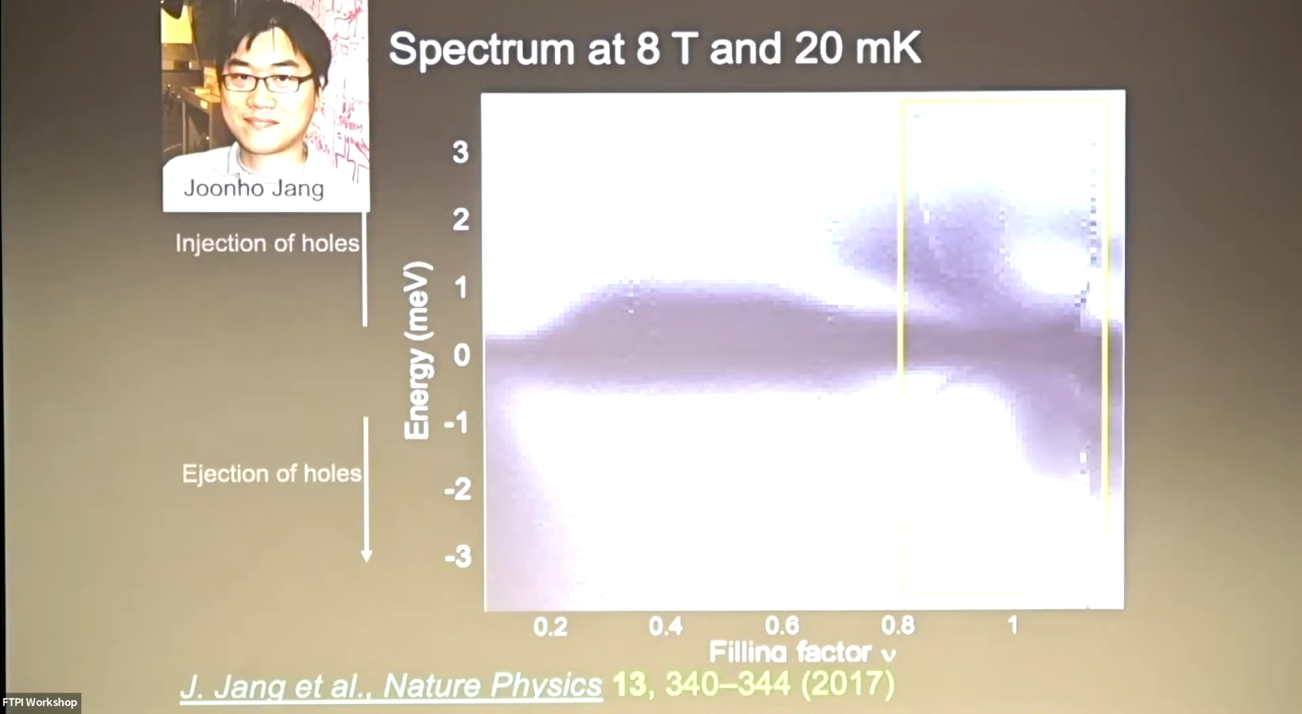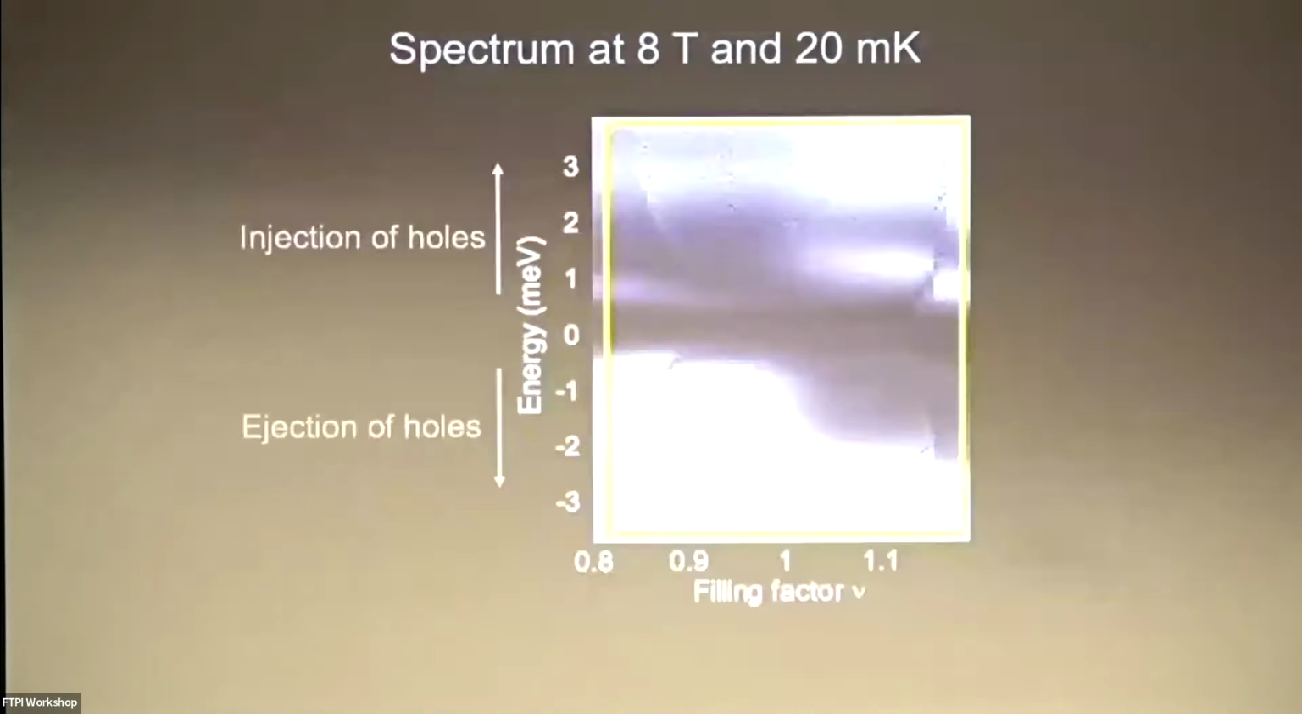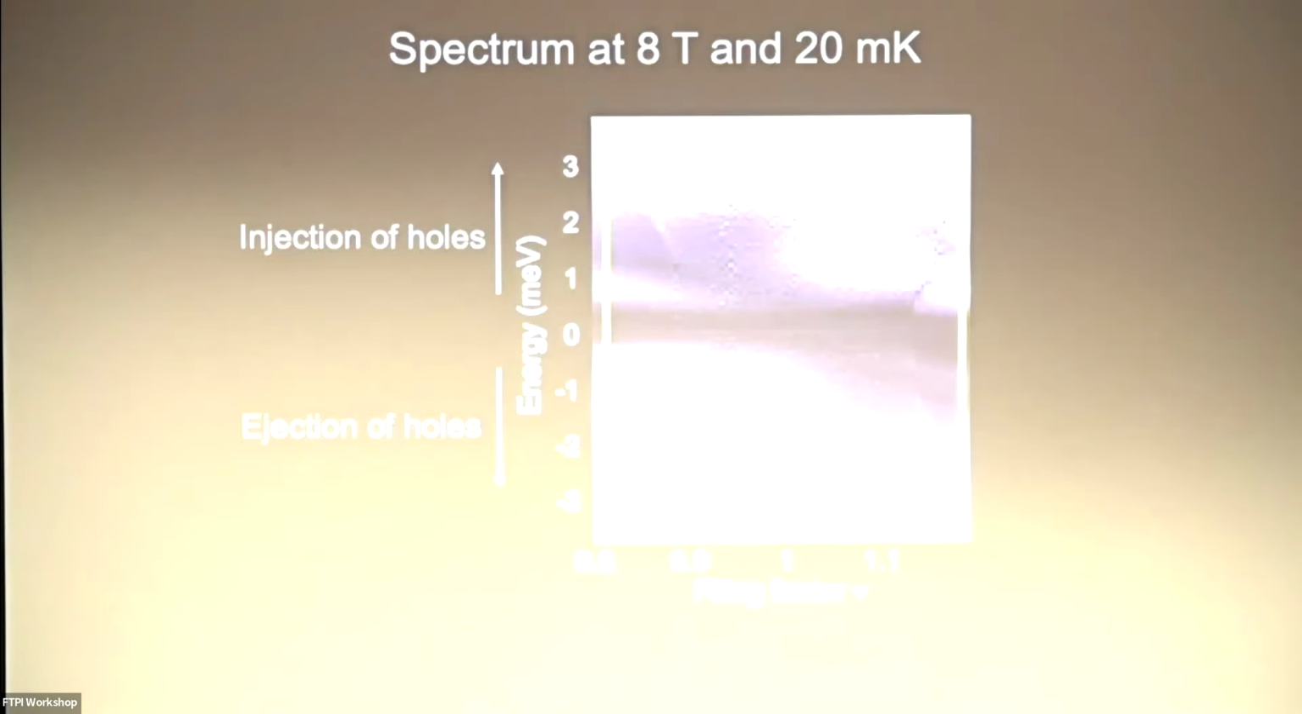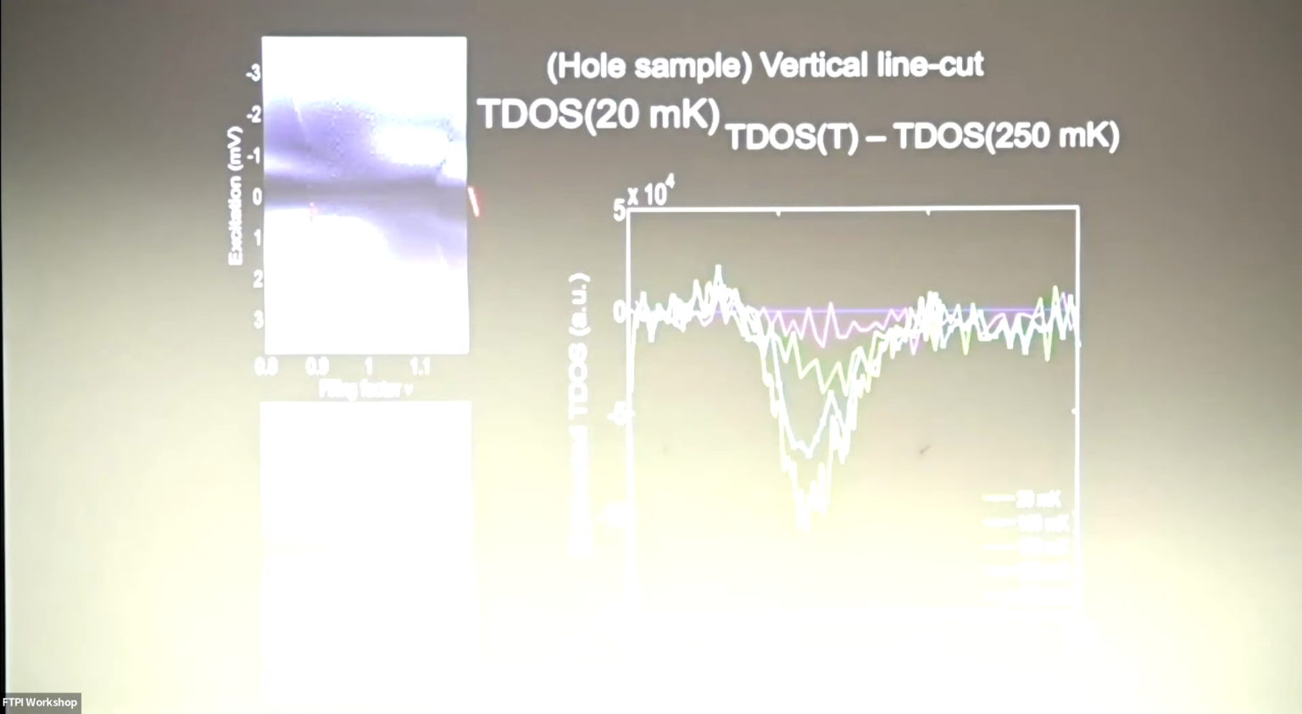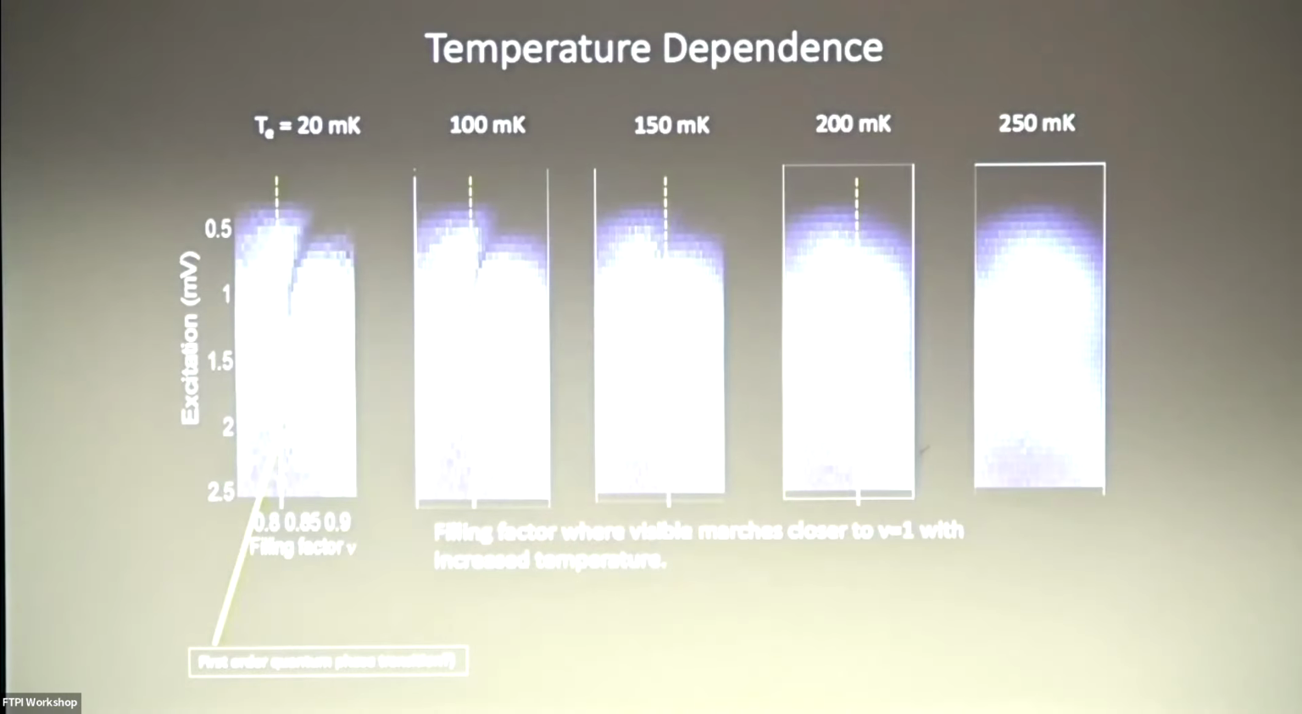And indeed, we think it is a phonon. We think this arises from the phonon spectrum of a Wigner crystal that forms at filling factor 1. It actually is extremely temperature dependent. So if you go down to 20 millikelvin, you see this thing very clearly. And just taking this line cut, as you go to 200 millikelvin, it's completely gone. And that shows you the evolution.